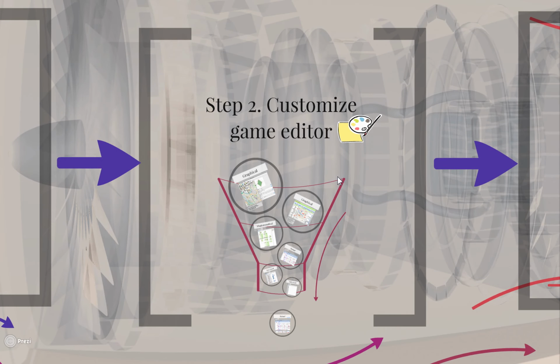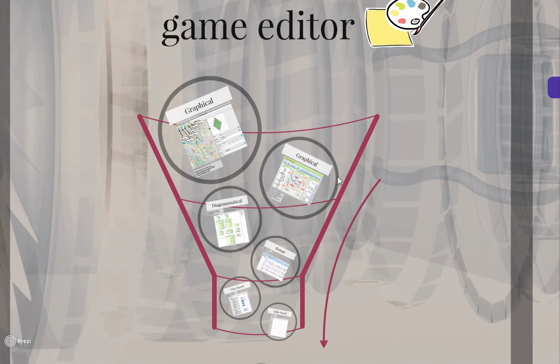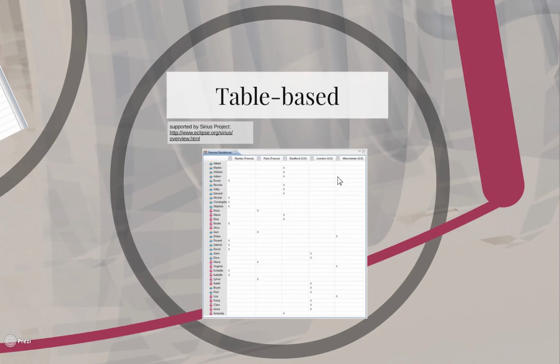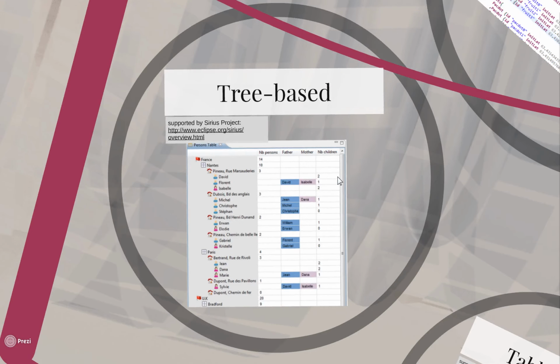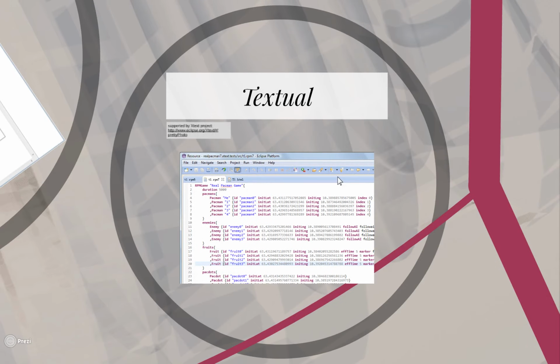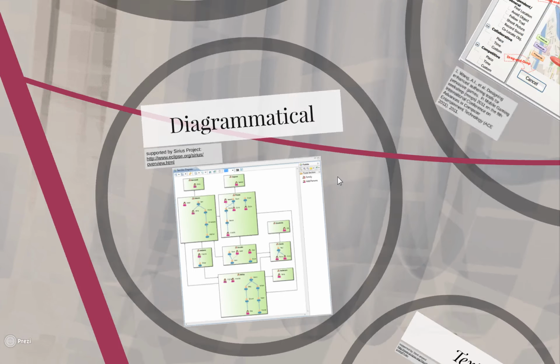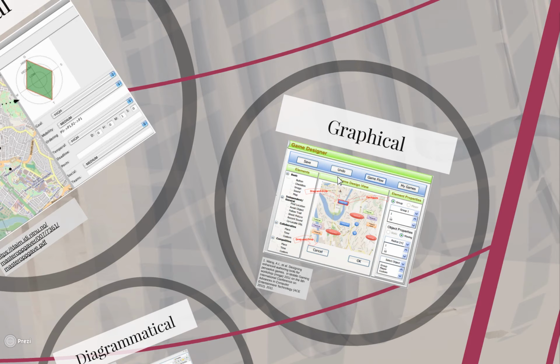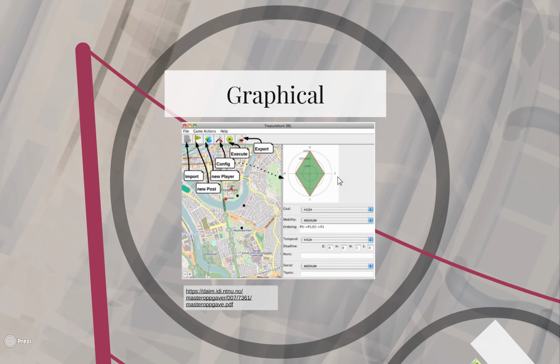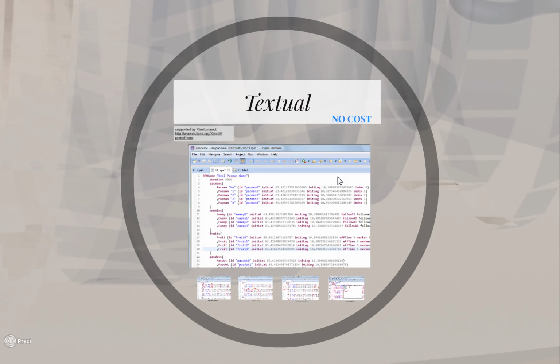Step 2. Customize the game editor. We choose the outlook of the editor and link the editor to the game features. The outlook of the editor can be of table-based, tree-based, texture, diagrammatical, or graphical, with more fancy and visualized user interfaces. For the real Pac-Man games, we choose Texture Editor because it can be automatically generated with totally no cost.